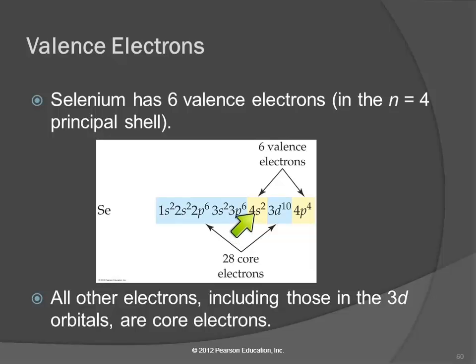So the electrons in this 4s shell are considered valence electrons, and in the 4p, but this is 3. That's a 3d. Even though it is higher in energy, it's not considered a valence electron. So you look for the highest number, 4, and count up all the electrons in that 4th level. So selenium has 2 plus 4, or 6 valence electrons. Everything else is considered a core electron.